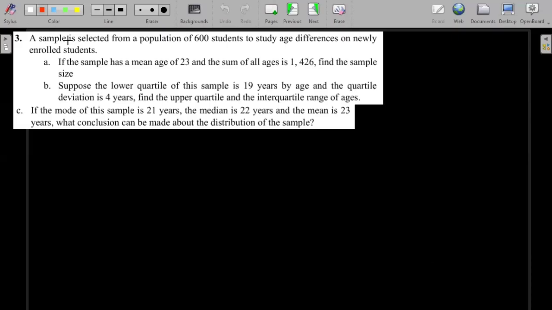On question 3, they're saying a sample is selected from a population of 600 students to study age differences on newly enrolled students. A: if the sample has a mean age of 23, and the sum of all the ages, the sum of all the x, is 1,426, find the sample size. Okay, so this one is very easy.